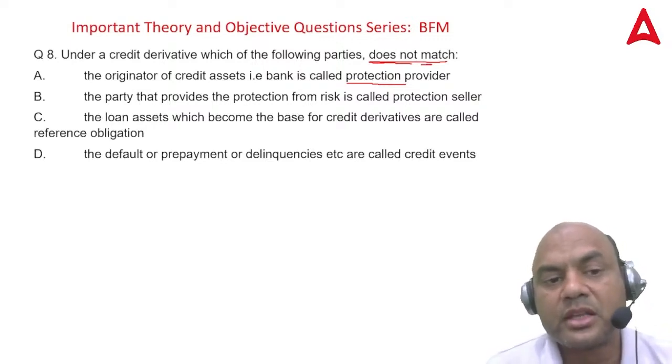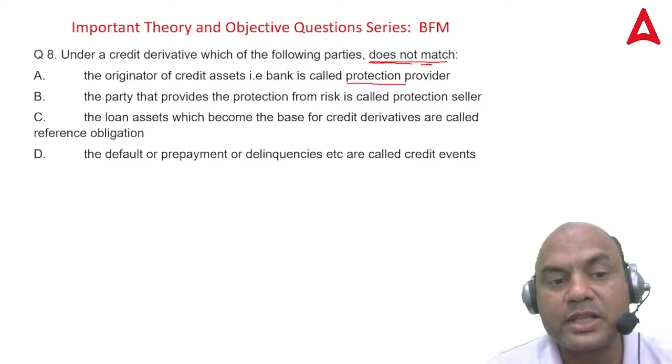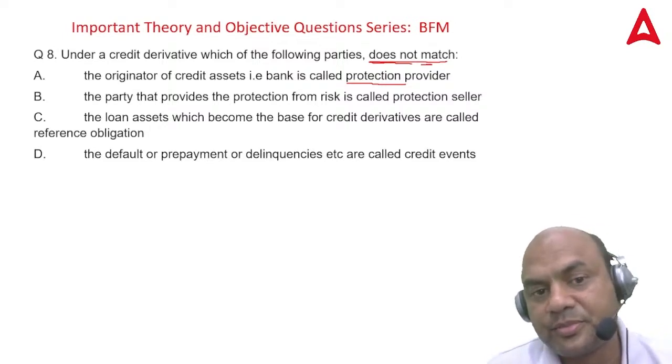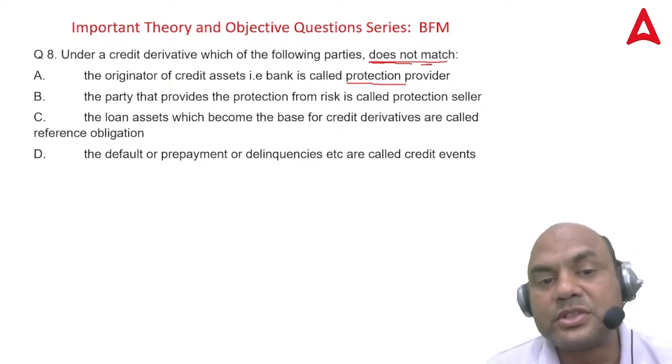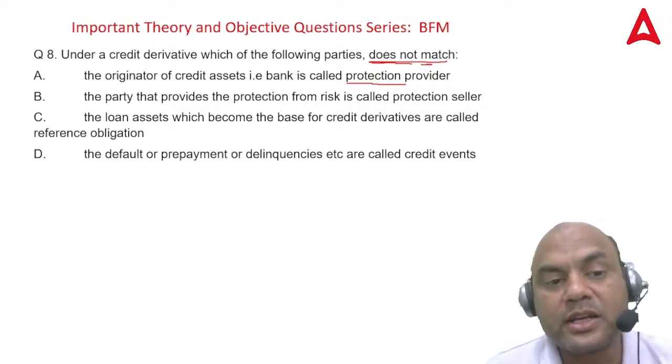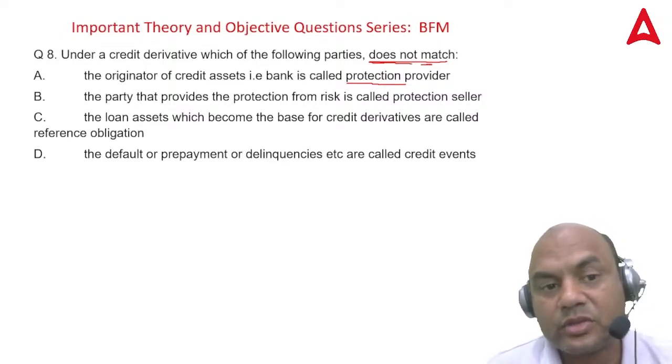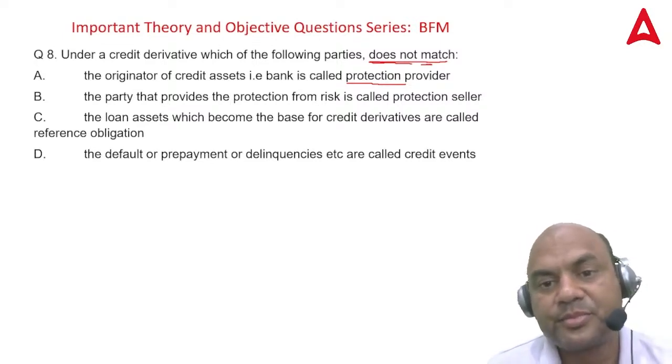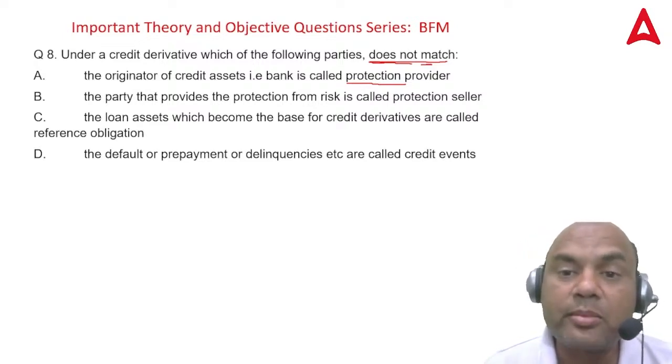Third one. The loan assets which become the base for the credit derivatives are called as reference obligations. Suppose I am giving the insurance or derivative on a home loan, then that home loan is called the reference obligation. Is this correct? Last one. The default or prepayment or delinquencies, etc., are called credit events. Now think over it.